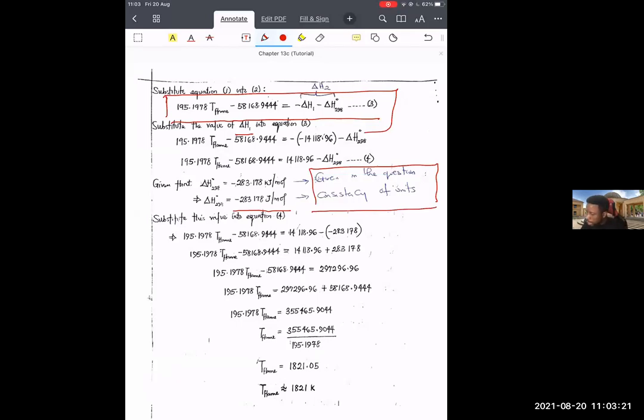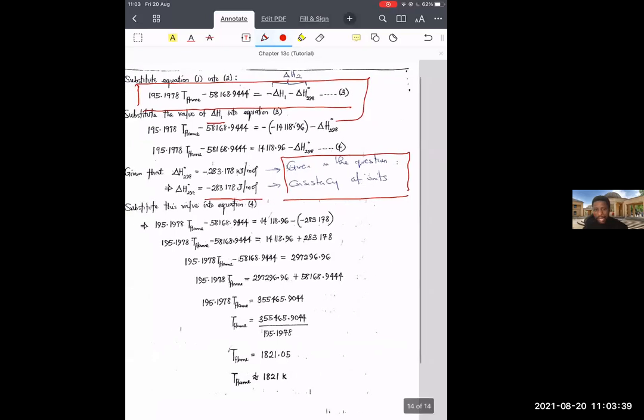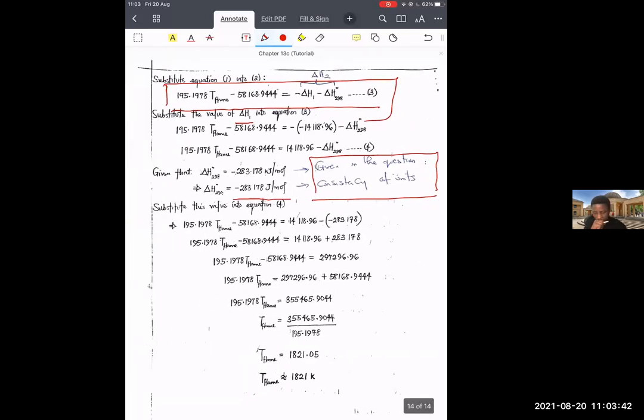So if we plug that in, then our T flame will be 1,821 Kelvin. Can you see the sense now, as I mentioned earlier, would it be higher or lower? It's obvious that it will be higher, and we can see it is higher. Any question? Questions?